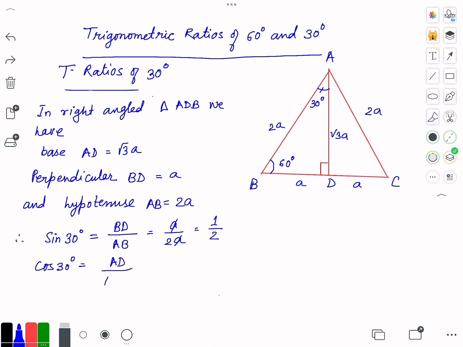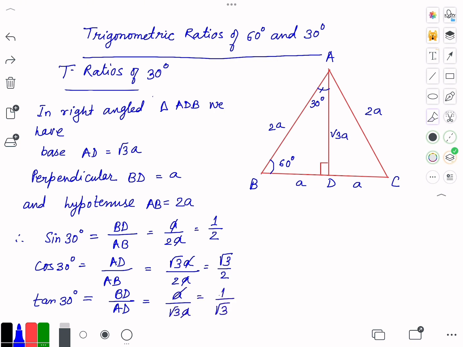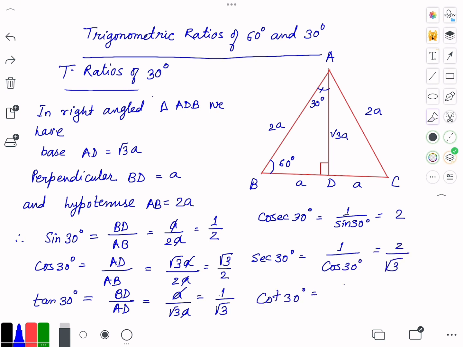Cos 30 is equal to base by hypotenuse, which is AD by AB, which is equal to root 3a by 2a, hence root 3 by 2, and tan 30 degrees is equal to perpendicular by base, which is BD by AD. That means a by root 3a, that means 1 by root 3. In a similar way, we will calculate cosec 30 degrees is equal to 1 by sine 30 degrees. That means 2. Sec 30 degrees is equal to 1 by cos 30 degrees, which means 2 by root 3. And cot 30 degrees is equal to 1 by tan 30 degrees, again equals root 3.